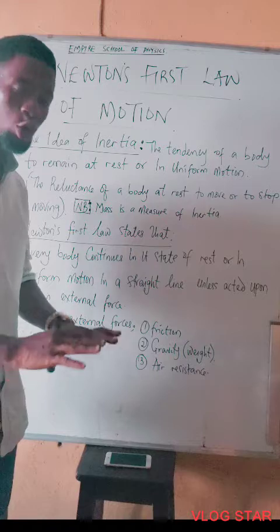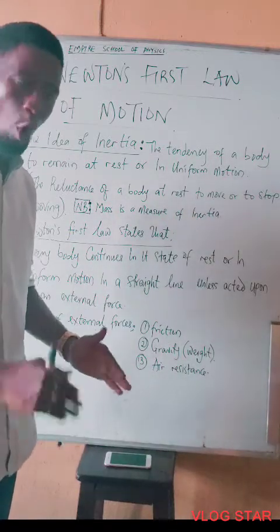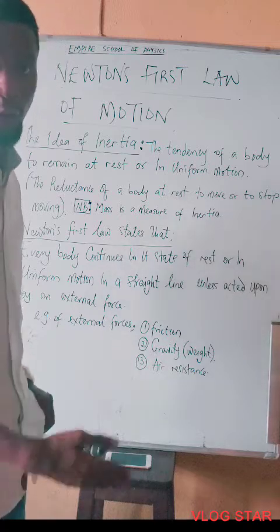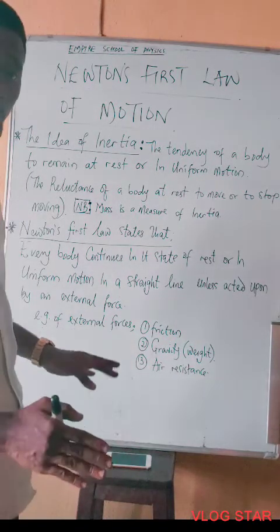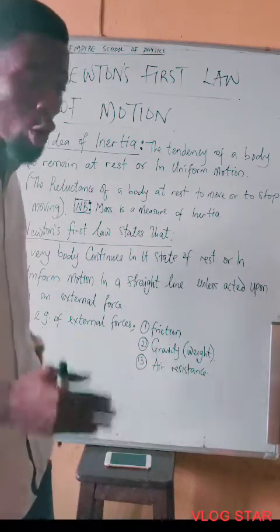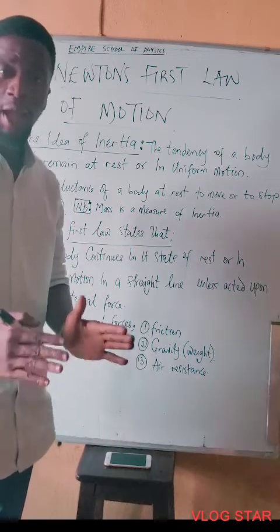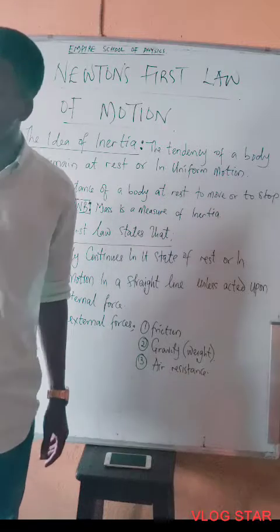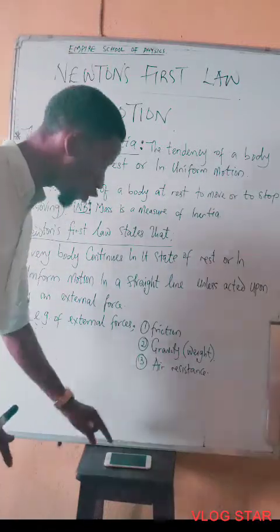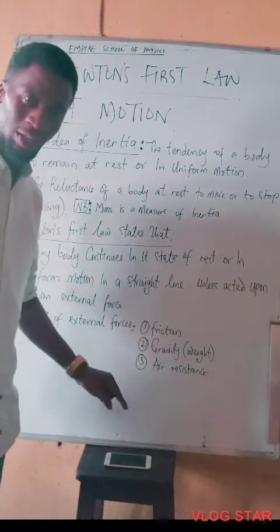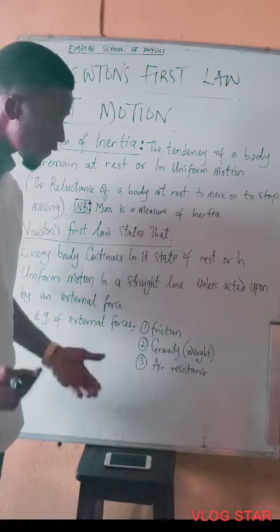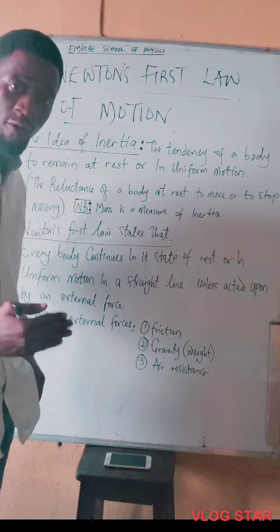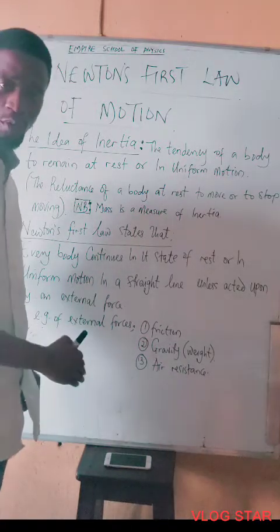So every body continues in its state of rest or in uniform motion in a straight line, unless acted on by what? An external force. That is Newton's first law of motion. If I keep this phone here, close this office, and go, when I come back tomorrow, this phone is supposed to remain here. That is Newton's law of motion. Now, if I come tomorrow and see this phone on the ground, it means that an external force must have acted on this phone.